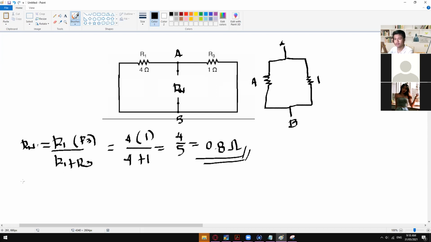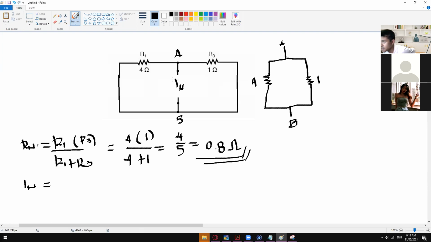And after that, you can now solve for the VTH. Why VTH? Still using the Thevenin's method. So in here, we now have to solve for the IN, the Norton's current. So the same method, we have to find the final current that is flowing right here. So instead of RN, we are now looking for IN right here.